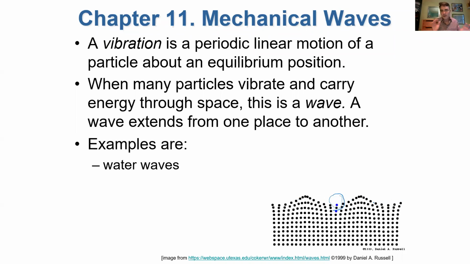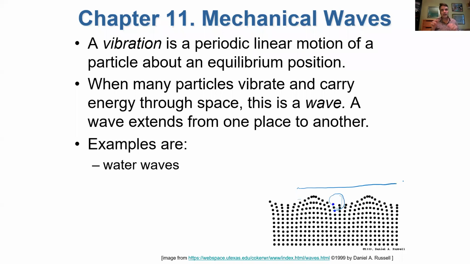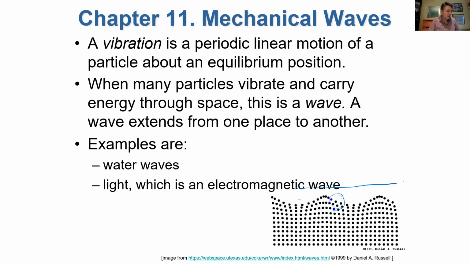And so there's two kinds of things going on. One is the wave, which is carrying energy, moving along here from left to right. And the other is the vibration of the particles within the wave. And that can be in different directions. In the case of a water wave, it's going around a circle.